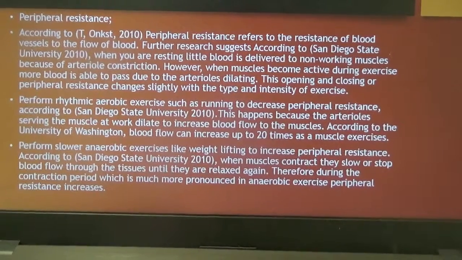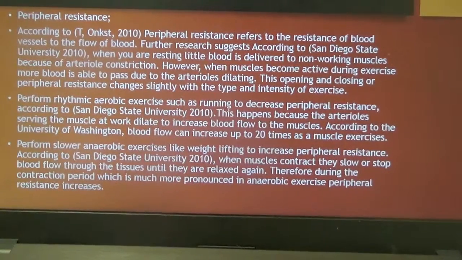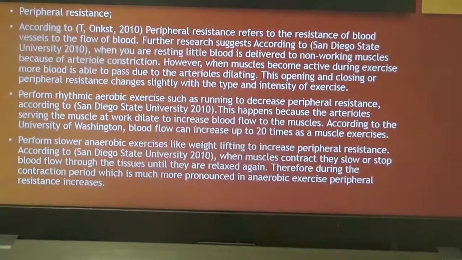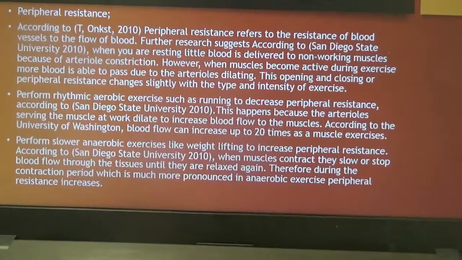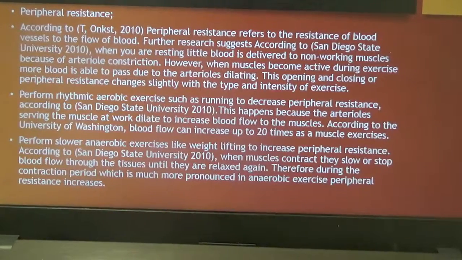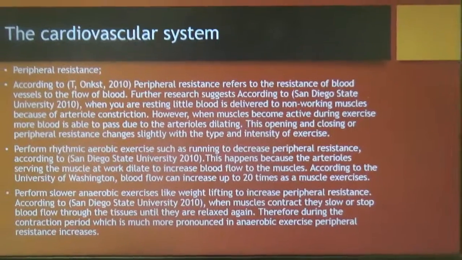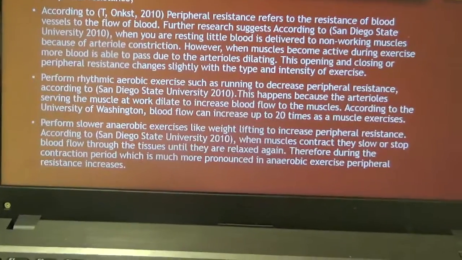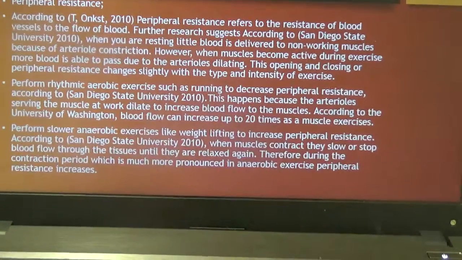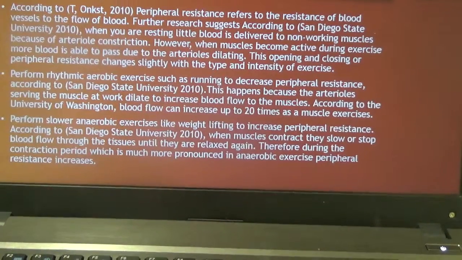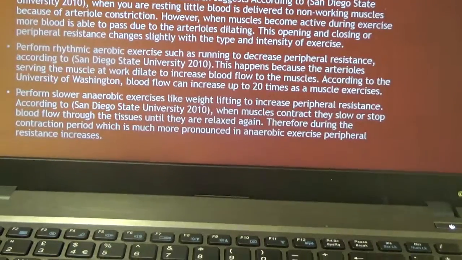Another point is that performing slower anaerobic exercises like weightlifting increases peripheral resistance. Yet again, according to San Diego University 2010, when your muscles contract, they slow or stop blood flow through the tissues until they are relaxed again. Therefore, during the contraction when you're weightlifting, in this period, which is much more pronounced in anaerobic exercise, the peripheral resistance then increases.